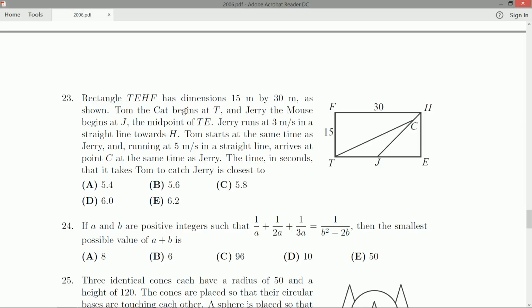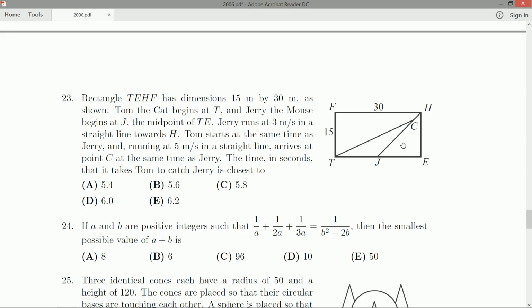Tom the cat begins at T, and Jerry the mouse begins at J, the midpoint of T and E. Jerry runs at 3 meters per second in a straight line towards H. Tom starts at the same time as Jerry and, running at 5 meters per second in a straight line, arrives at point C at the same time as Jerry.